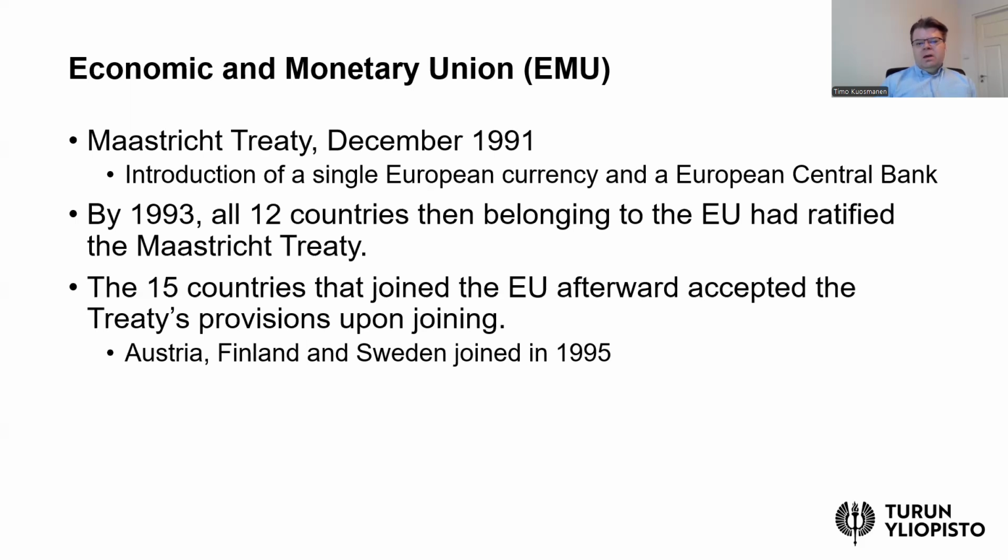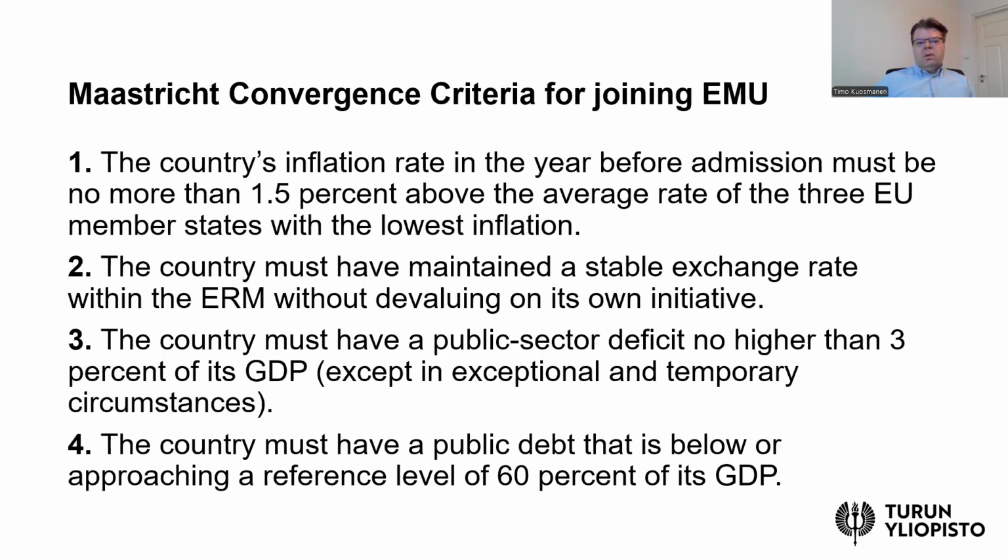And by 1993, all 12 member states of the EU had ratified the Maastricht Treaty. And then in 1995, Austria, Finland, and Sweden also joined the economic and monetary union. Notice that the euro was not established directly in the early 90s. In the Maastricht Treaty, a gradual process was agreed upon. There were the so-called Maastricht Convergence Criteria for the countries that wanted to join this economic and monetary union, or EMU. The most important criteria are these 4 points introduced here.